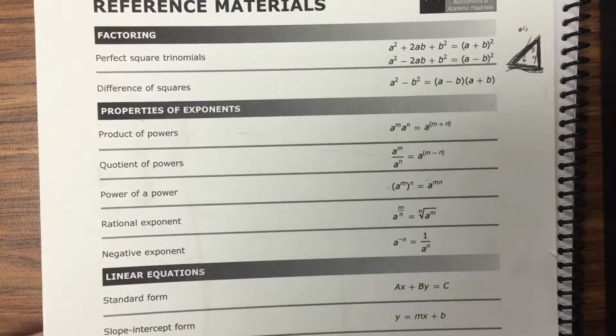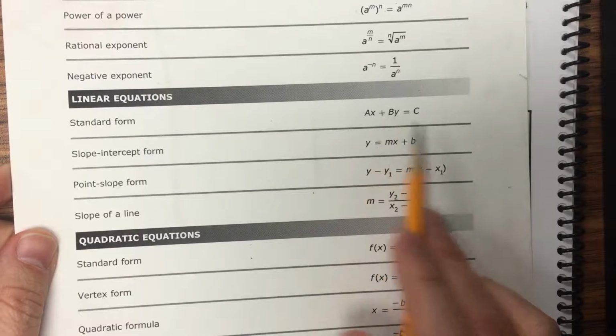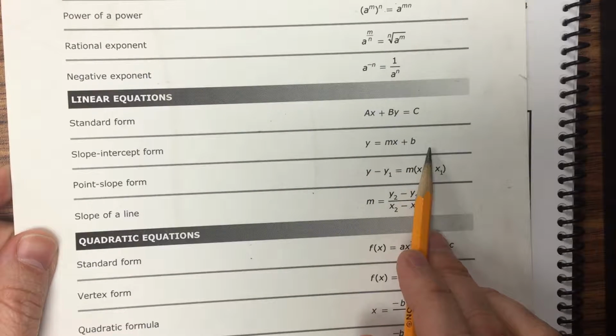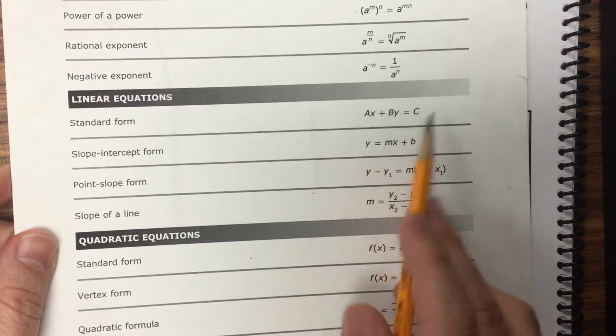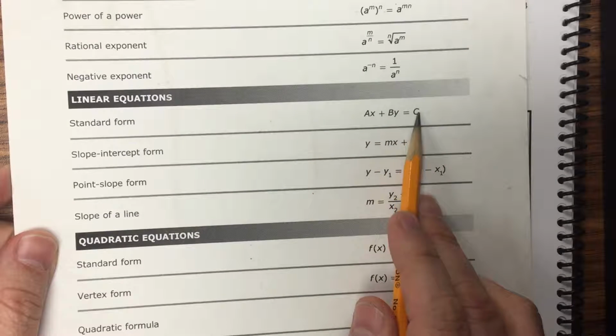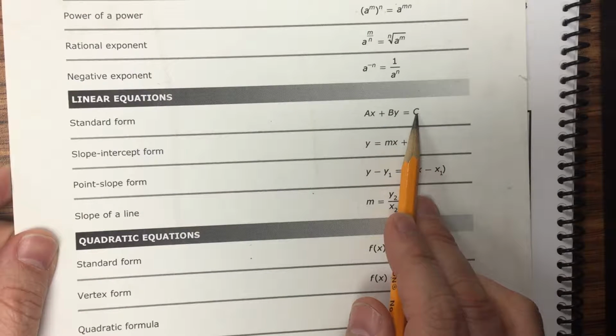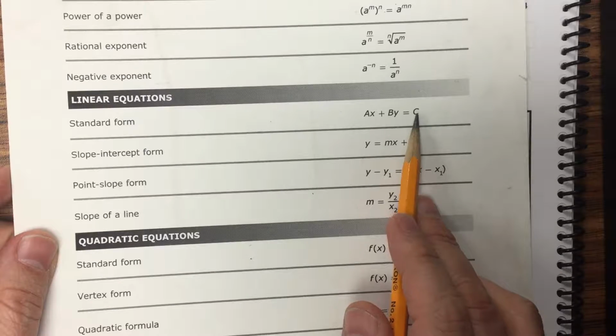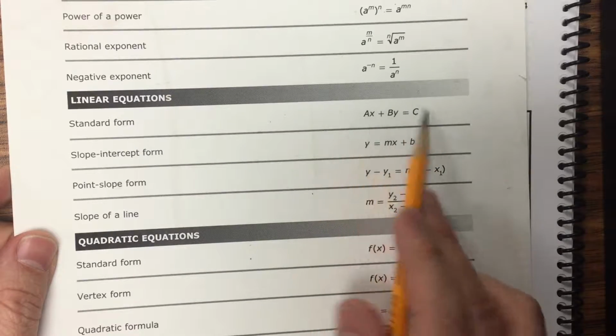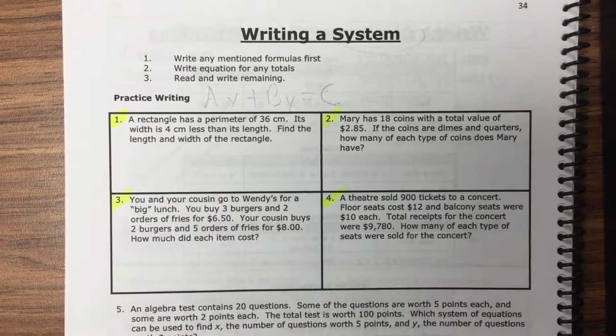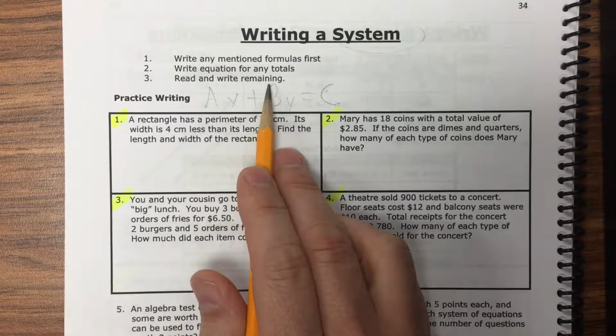Here's my standard form. We usually like y equals mx plus b. But in systems, you'll a lot of times see this, and the C is usually a total of something. So if you find a total of something in your word problem, there's a good chance you're dealing with this form.